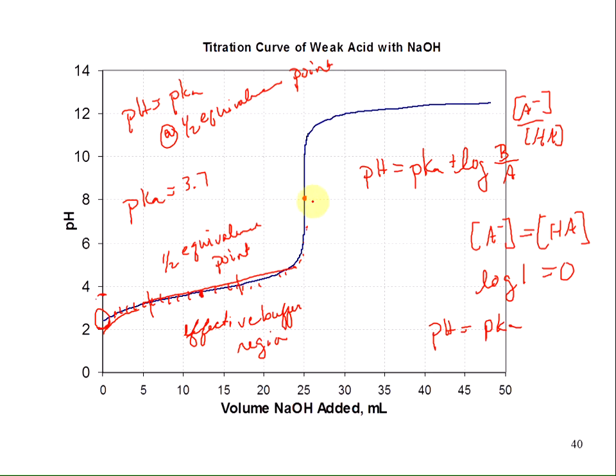Then at type 3, this calculation is only done once. This is a calculation of the pH at the equivalence point. And then after the equivalence point, you will be calculating the pH when you have excess sodium hydroxide. So this is where Excel will be your friend.